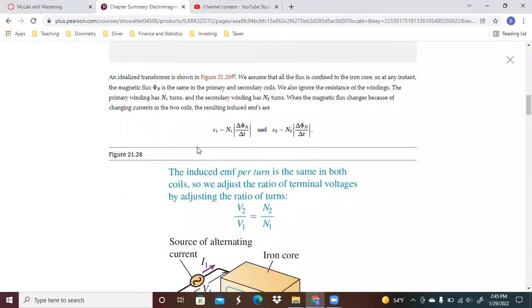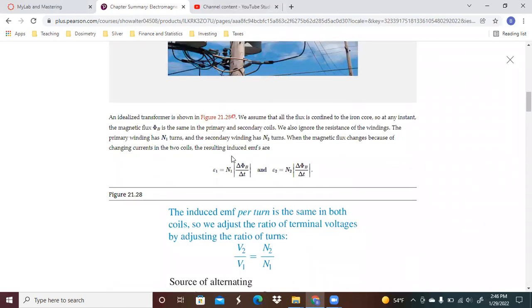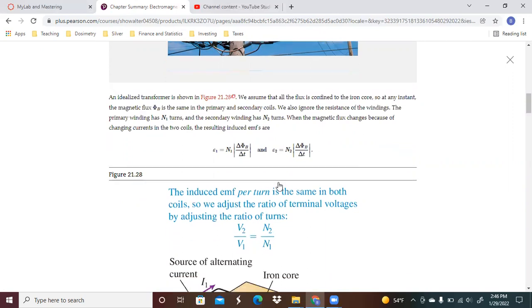So an idealized transformer in figure 21.28 is shown. We'll assume that all of the flux is confined to the iron core. So at any instant, the magnetic flux is the same in the primary and secondary coils. We also ignore the resistance of the windings. The primary winding has N1 turns and the secondary has N2. When the magnetic flux changes because of changing currents in the two coils, the resisting induced EMFs are given by these, which you probably remember up to this point.